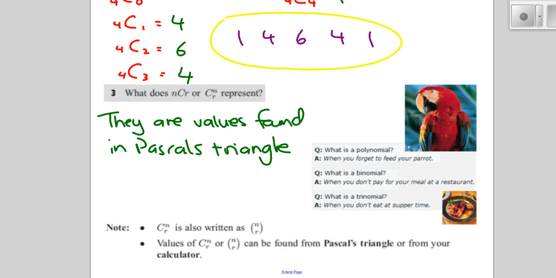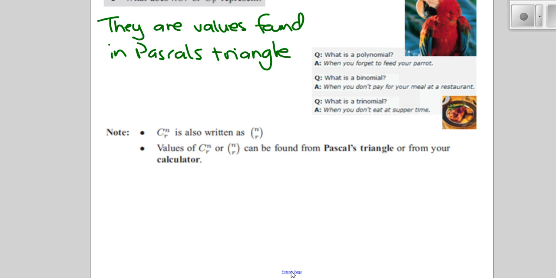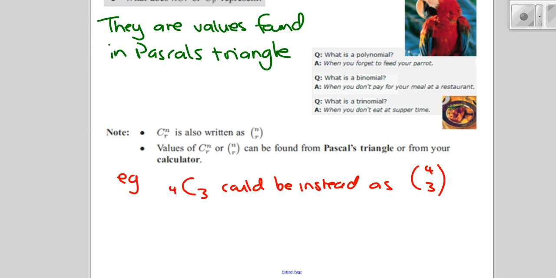So you'll notice that when I start to do my working out, sometimes I'll write it like this, but sometimes I'll write it like that instead. So instead of 4C3, sometimes the textbook and the exams will write it as (4 over 3). I'll just show you an example of what that means. For example, 4C3 could instead be written as this bracket 4/3. And that seems to be the most popular way I see it written.